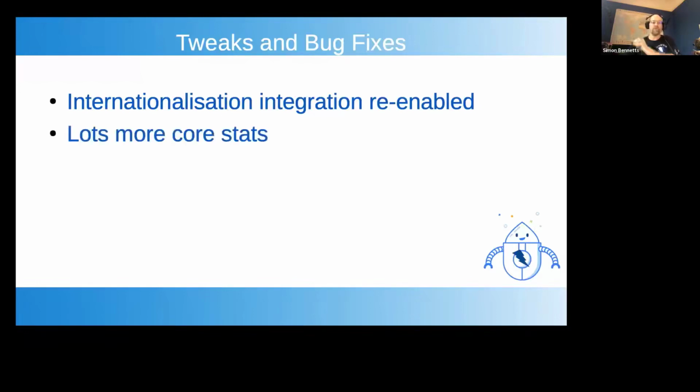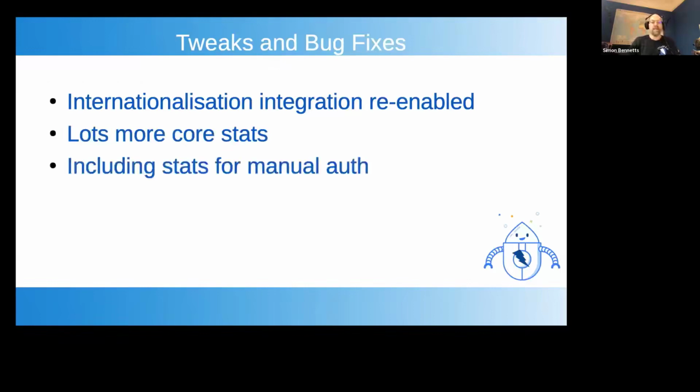We have lots more core stats. And one of the reasons is because of the automation framework and the fact that you can add tests based on the statistics. And we're including stats for manual authentication. So up until now, with manual authentication, you're on your own. But if you tell ZAP how to tell whether it's authenticated or not, then it will maintain stats. And again, we want that for the automation framework to make it easier for you to tell that things are working as you expect.